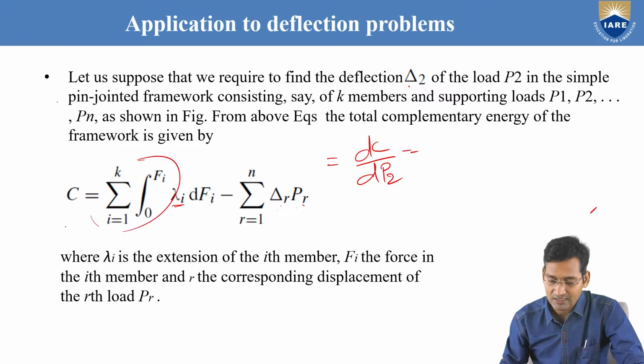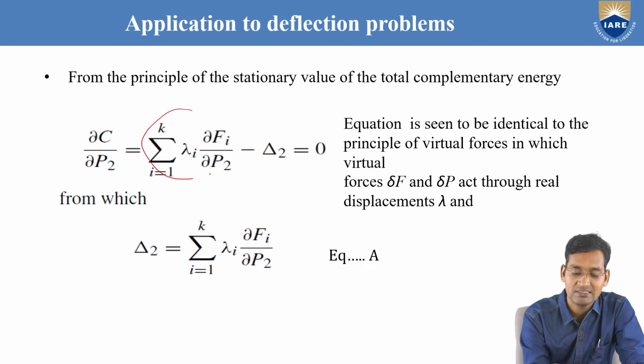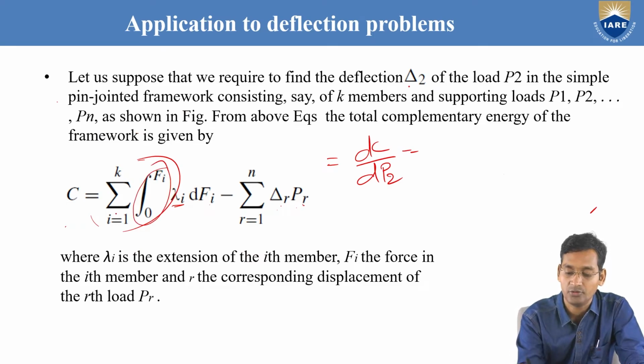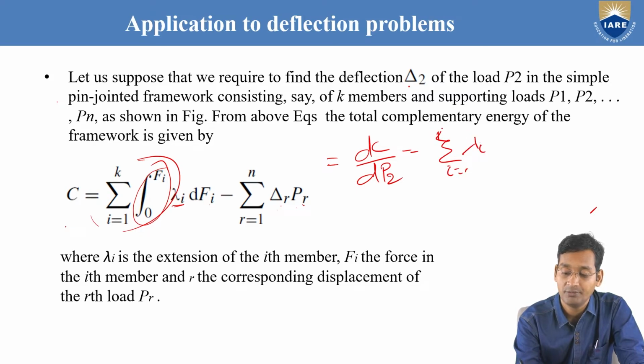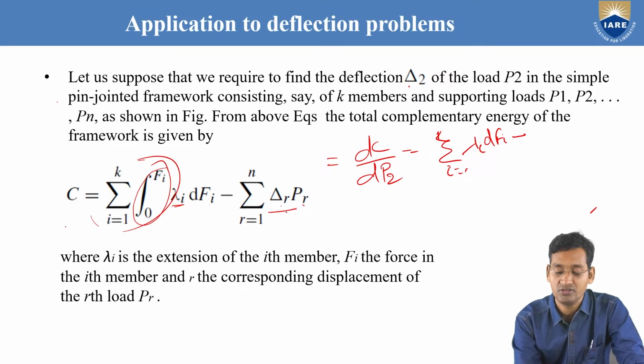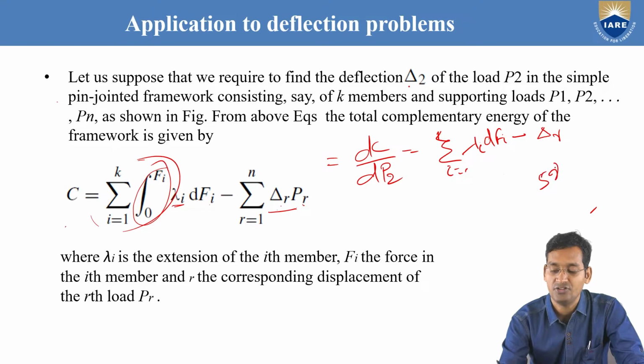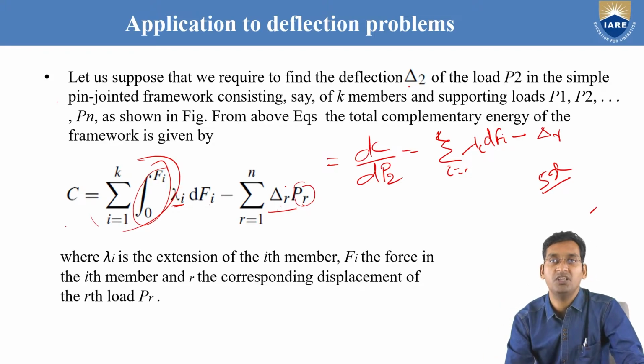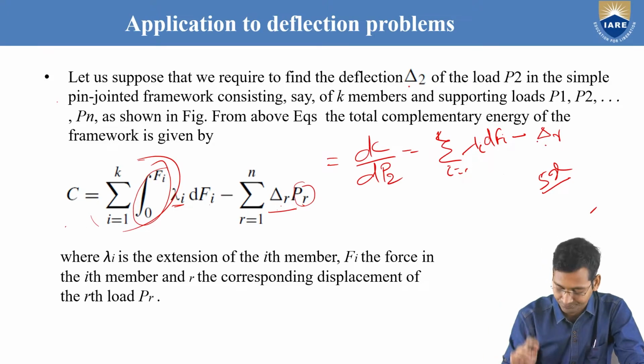Differentiation and integration will cancel, so only the sigma part will be left. So after this, sigma i equals 1 to k, lambda i, then dFi, minus. Now for this term, once you differentiate with respect to PR, simply delta R is left. Because it is like 5x: the differentiation of 5x is 5. Similarly, the differentiation of delta R PR with respect to PR is delta R.